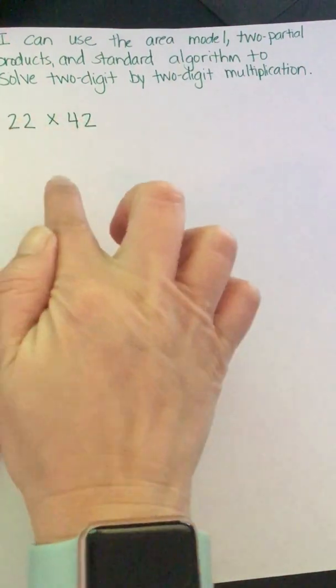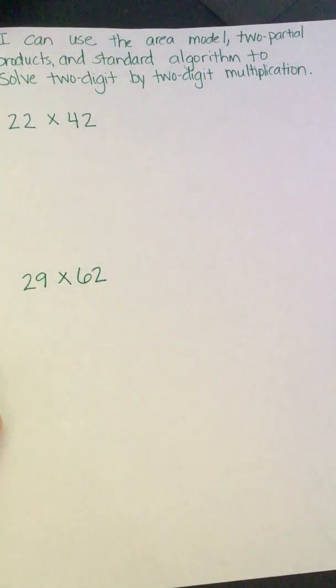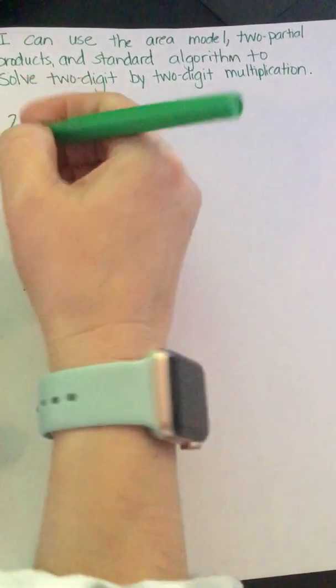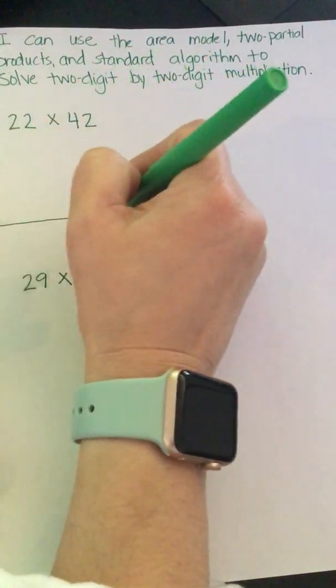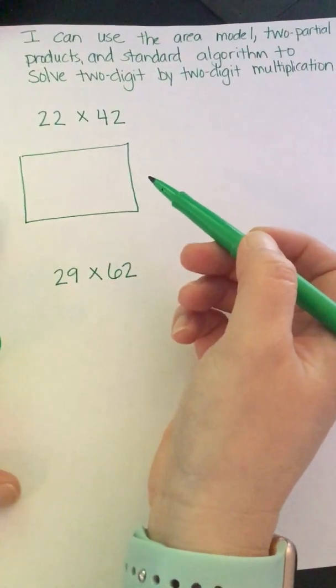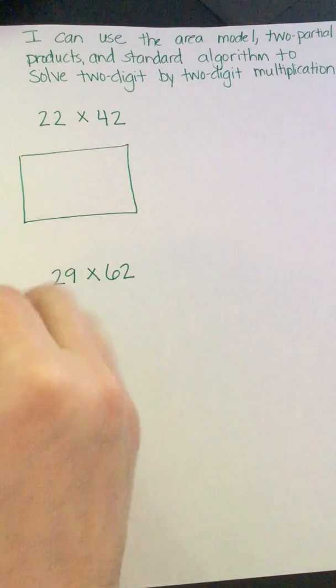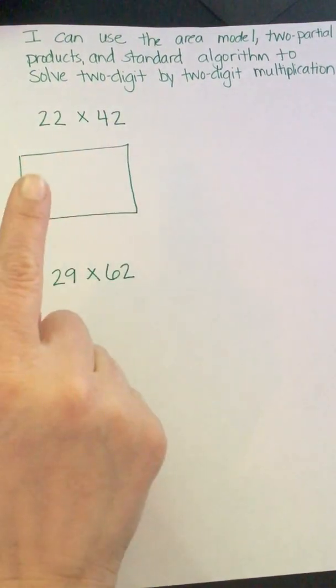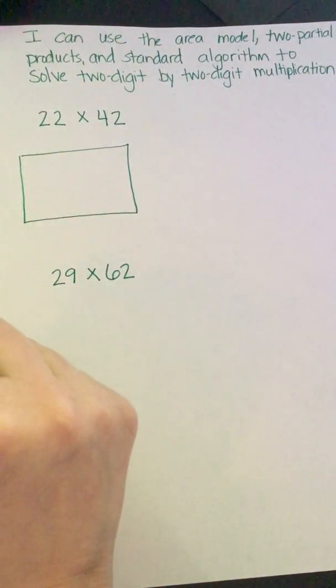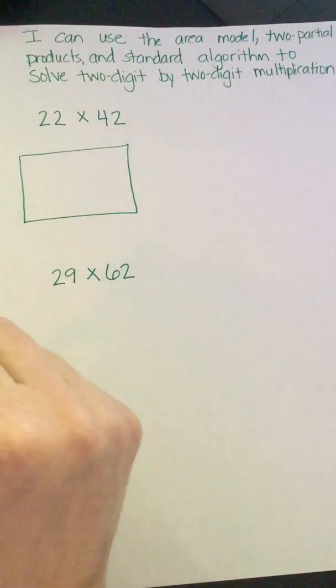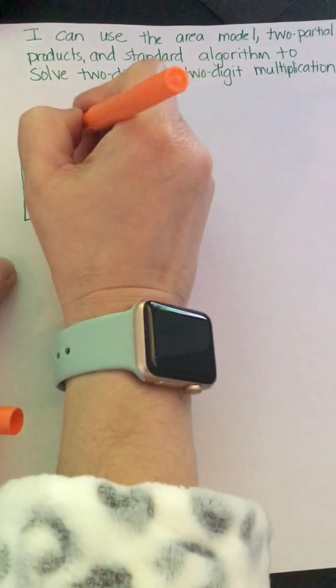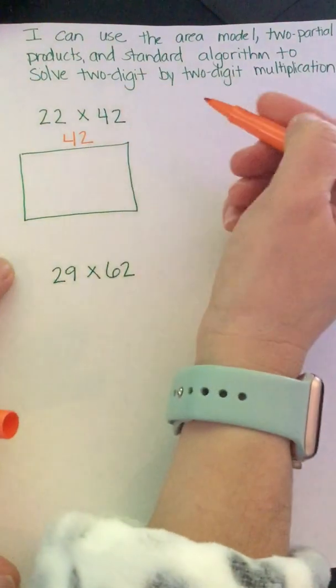So if I'm looking at 22 times 42, I want to use an area model. I'm going to set up my area model, but it's going to look a little different than yesterday. I'm still going to draw it like this, but here's what I want to look at. I want to pick out which of those is my bigger number, 22 or 42. If you said 42, you're correct. I'm going to put that up top. I'm not even going to break it down, okay?